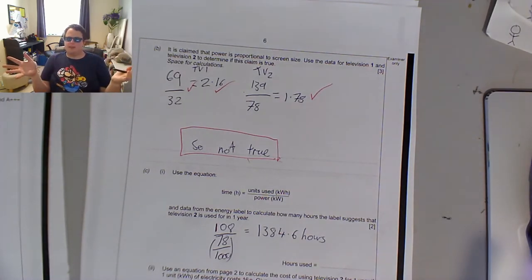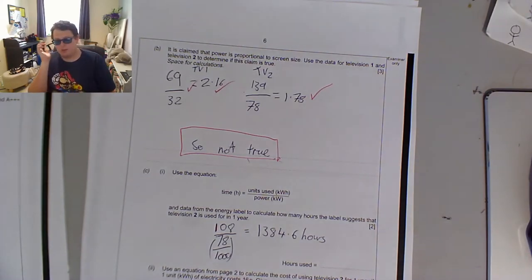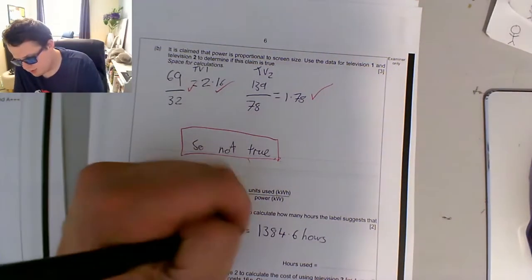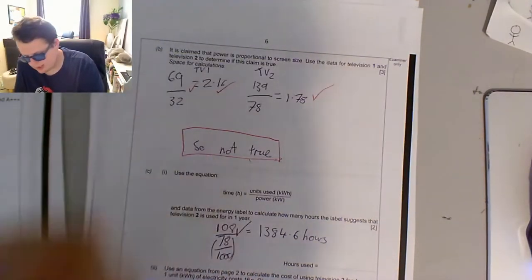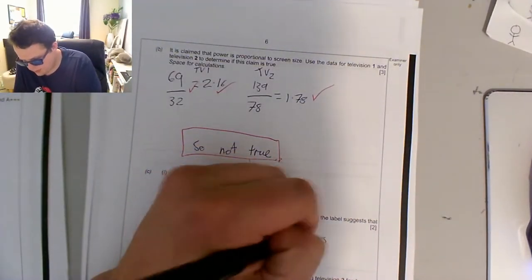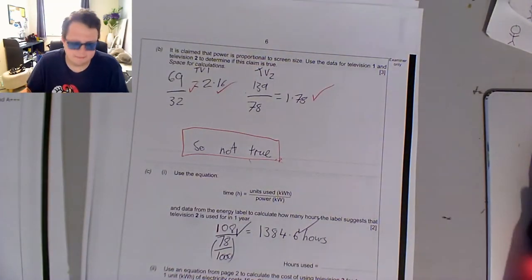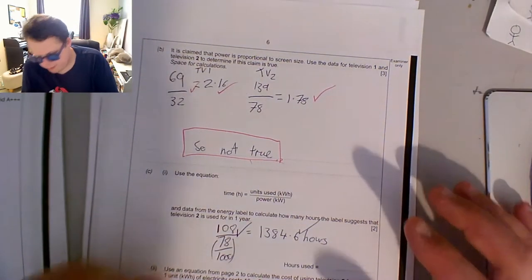Film is probably longer than that. 2 or 3 episodes of most programs will be longer than that. So that should then ring alarm bells in your brain that you've done something wrong. In terms of the marks, it's 1 mark for that substitution, 1 mark for getting the right answer.